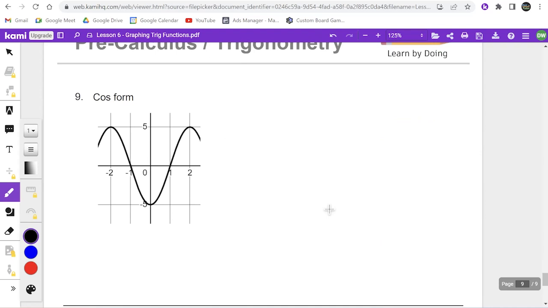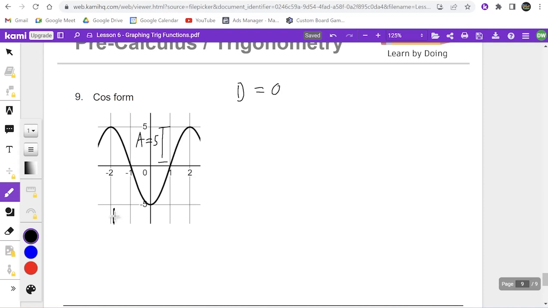Number 9, again, another cosine form. First thing we're going to do, I see the midline is clearly at 0 this time, so D equals 0. That also means I can find the amplitude pretty easily. Looks like the amplitude is 5. A equals 5.